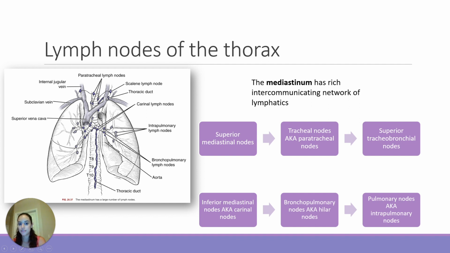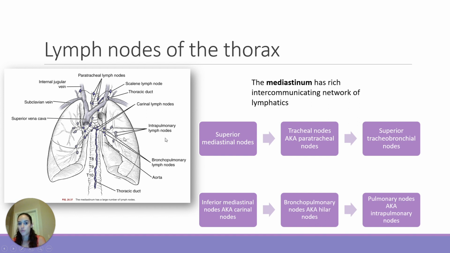After that, you have your inferior mediastinal nodes. These are your carinal nodes. So we're talking right here where the bifurcation is. It goes into your bronchopulmonary nodes, also known as your hilar nodes. If you see bronchopulmonary nodes, now we're focusing on the bronchus as it's entering the lung. That's where those lymph nodes are going to sit. And finally, your pulmonary nodes are going to be the ones deepest into your lungs. These are the intrapulmonary nodes.